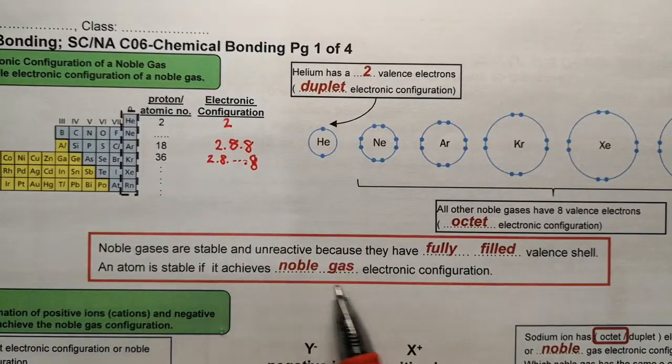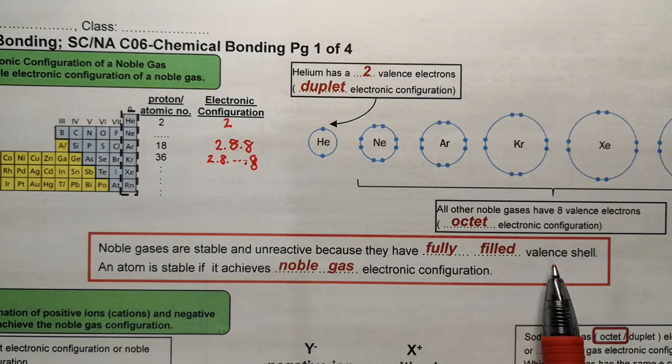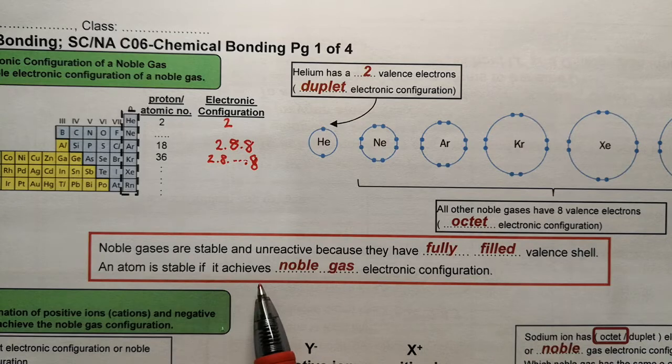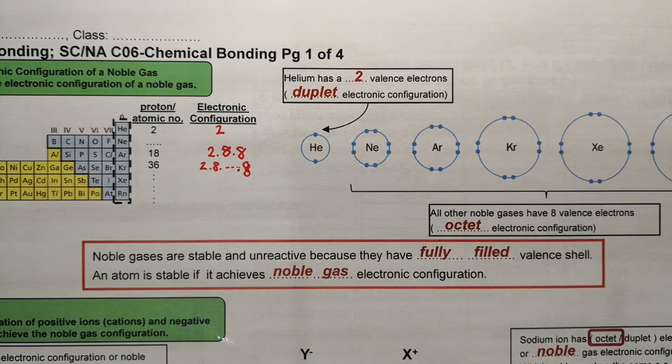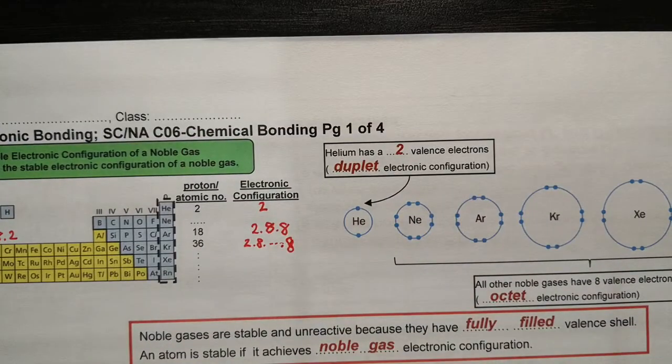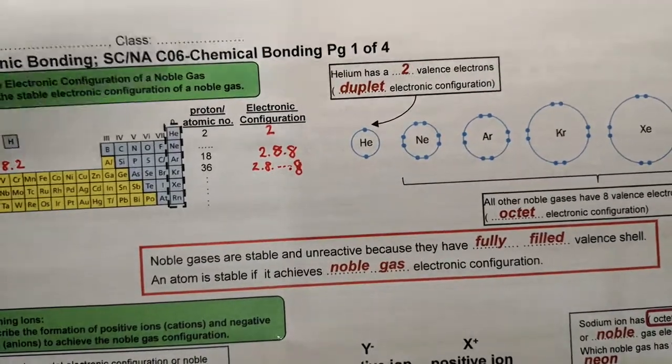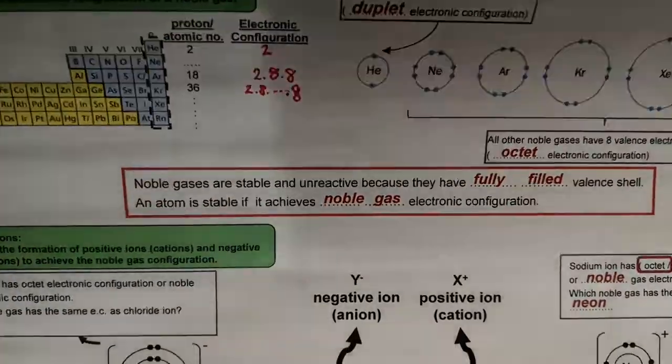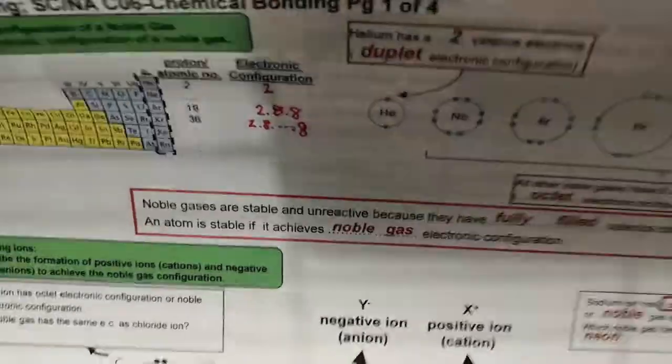Noble gases are stable and unreactive because they have a fully filled valence shell. An atom is stable if it achieves noble gas electronic configuration. That's basically the first part, 6.1.